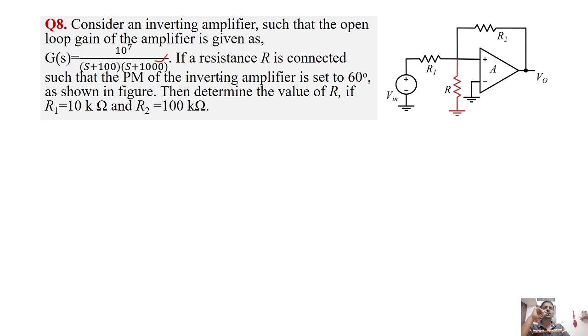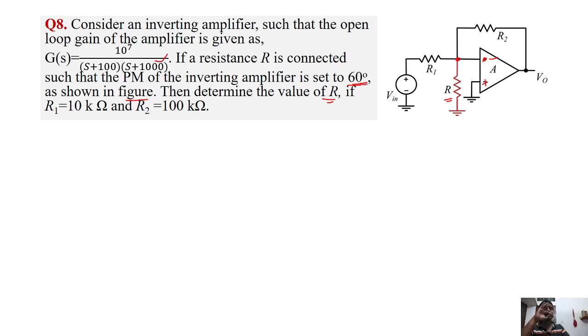If a resistance R is connected such that the phase margin of the inverting amplifier is set to 60° as shown in figure. So we don't know what is the phase margin of the previous circuit. We have not calculated it, but the question is that they have connected a new resistance R here, at the inverting terminal. So the question is to find the value of R such that the phase margin of the entire amplifier is shifted to 60.